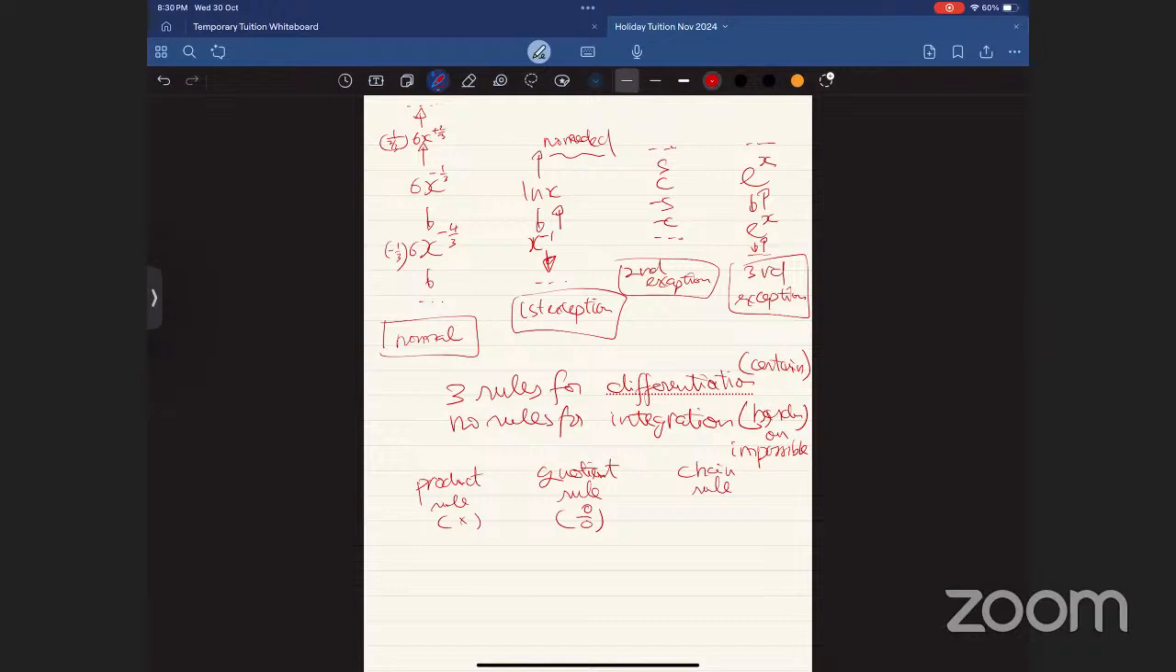Whatever this chain rule means, I would prefer to call it the onion rule. Onion rule, something inside something. Onion always has layers, all right? These 3 rules help us do everything regarding differentiation. Let me demonstrate the first one, okay?